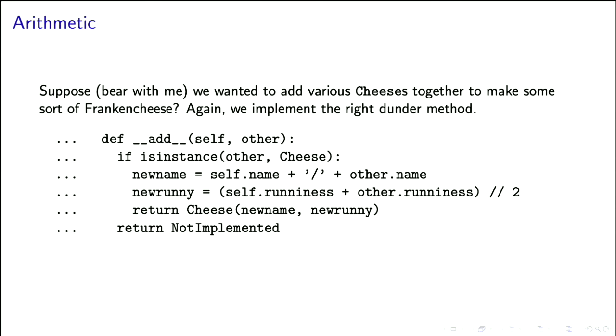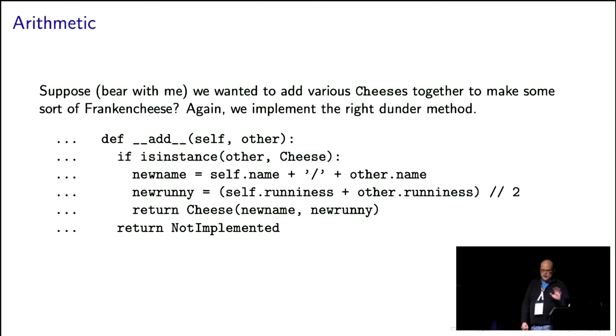It's worth it to talk a little bit about arithmetic operations because there's a bit of difference. Let's suppose we want to add two cheeses together. We've decided, maybe this is a bad idea, but I am American, we've decided that it makes sense to blend two cheeses together. I'm going to take the names and munge them together, and I'm going to take the mean of the runniness of the cheeses, and I'm going to create a new cheese and give you that back.